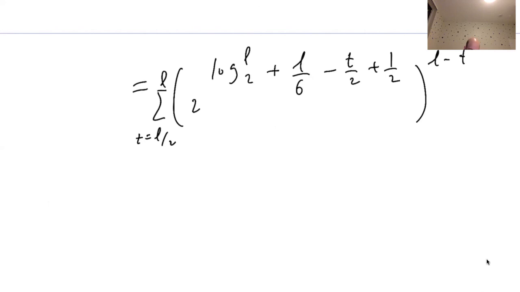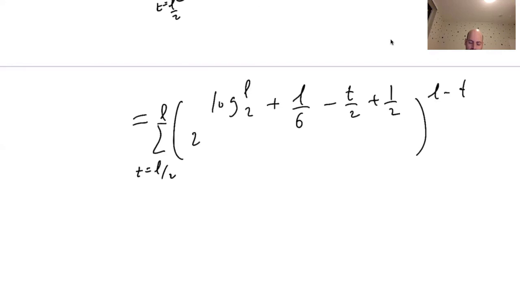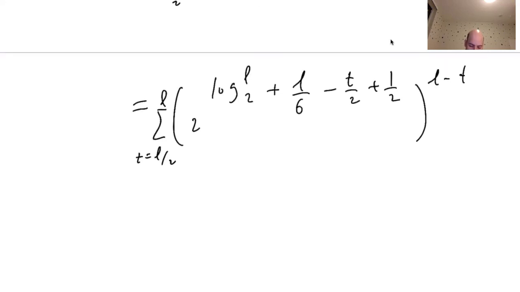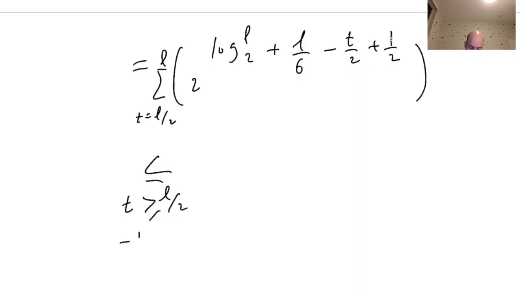Okay, now T changes between L over 2 and L. So what can I say about this term here? Now T is bigger than L over 2, so that means minus T over 2 will be less than minus L over 4. So this is less than or equal to the sum over T from L over 2 to L.